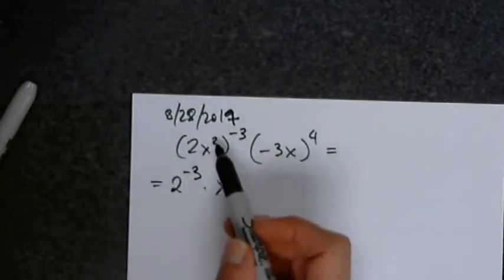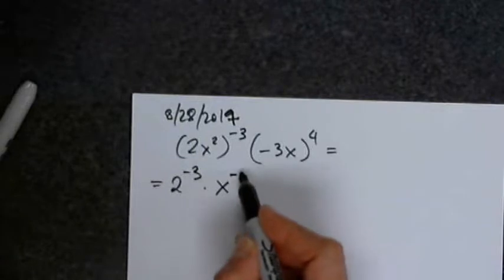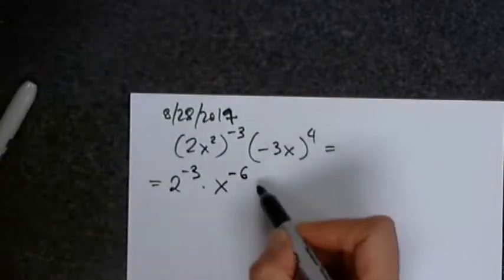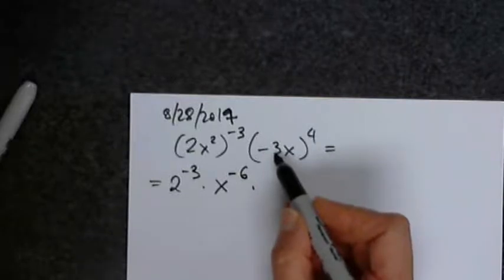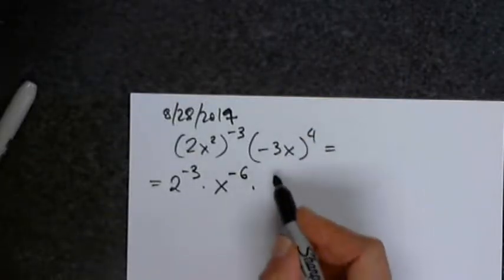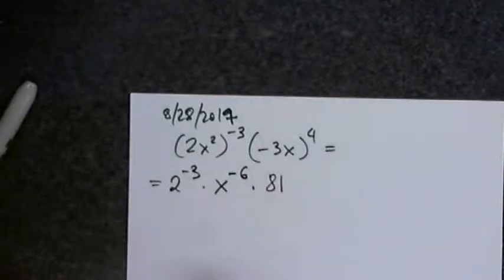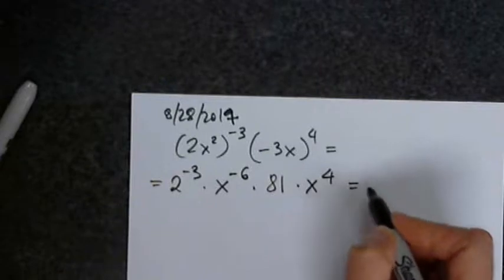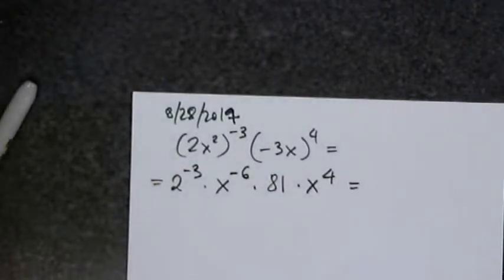I will have to raise x squared to negative 3, which is x to the negative 6. Copy the base, multiply the exponents. Then I multiply negative 3 by itself 4 times, or I say negative 3 to the 4th power, which is 81. And then x to the power 1 times 4 is x to the 4th. Is this step clear so far?